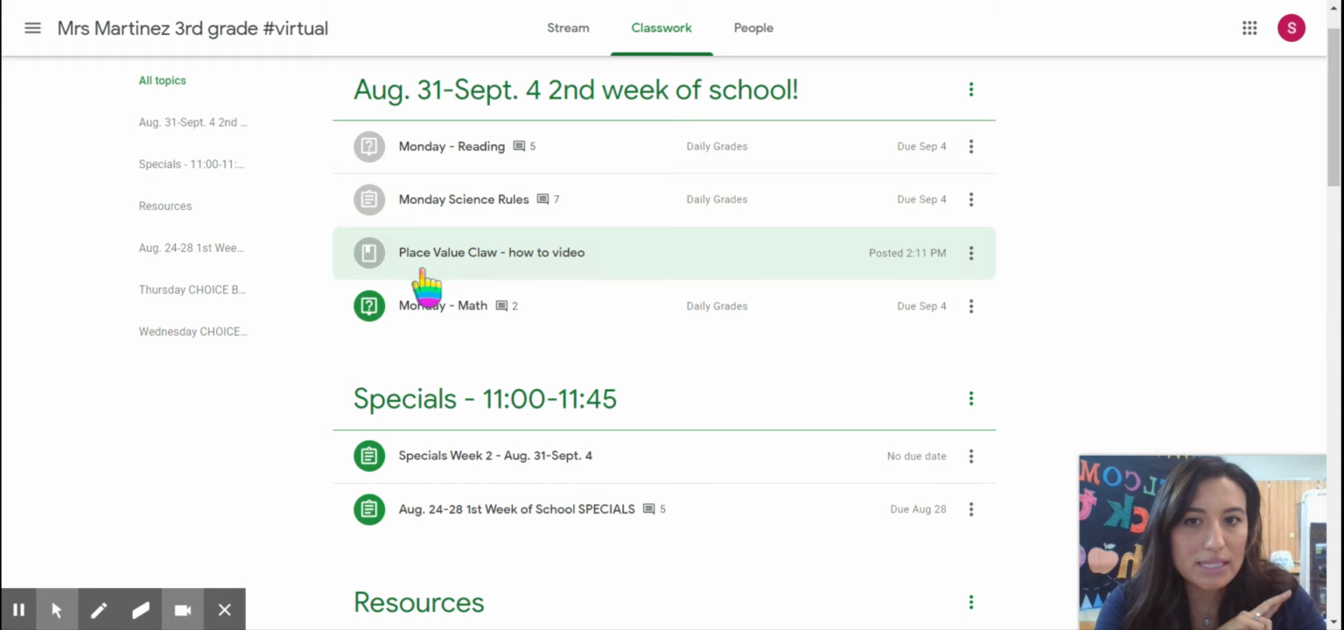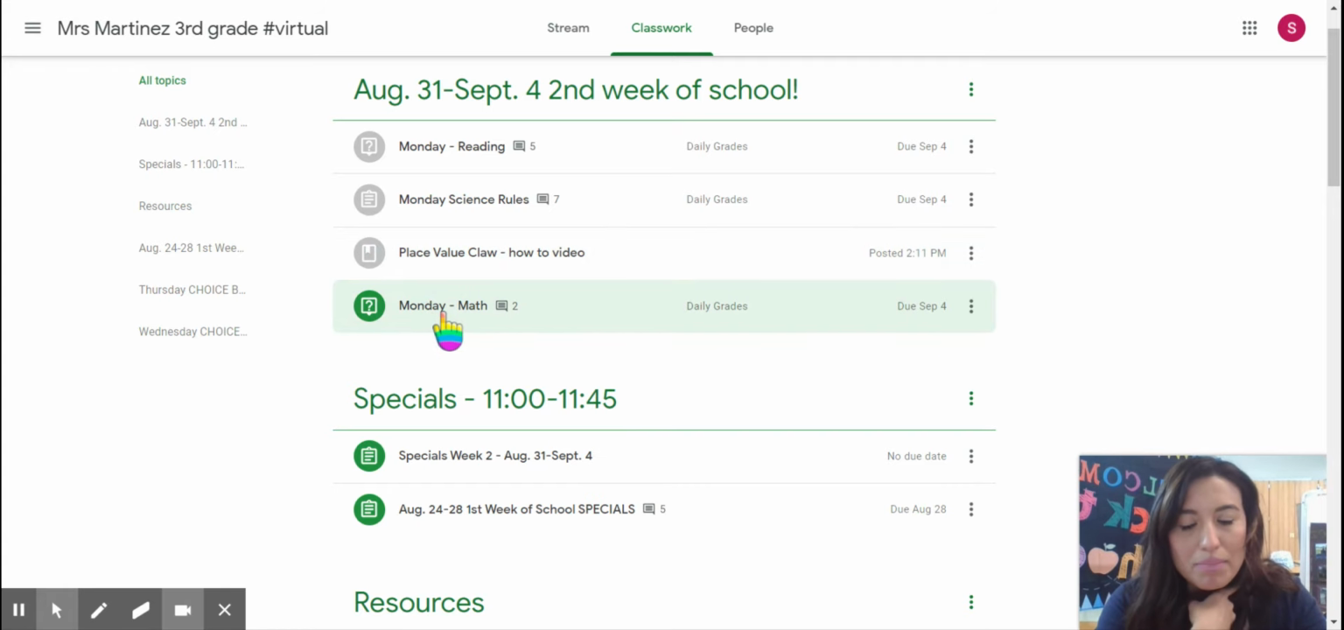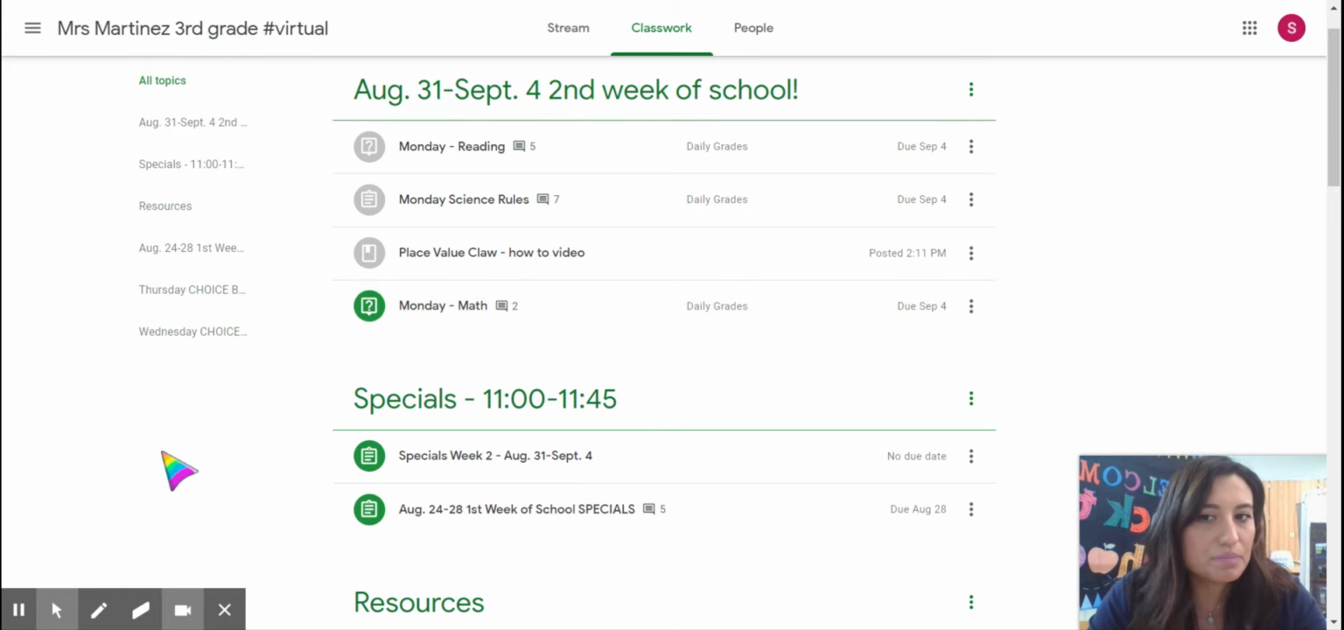This one is just the place value claw, the how-to video that we did together, if you want to try it at home with them. And tomorrow, we will do the math assignment because we ran out of time for that today. So just know if you're asking your child, did you finish or not? That's a good way for you to check.